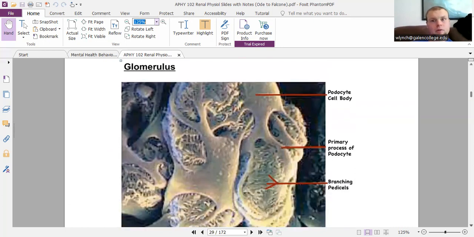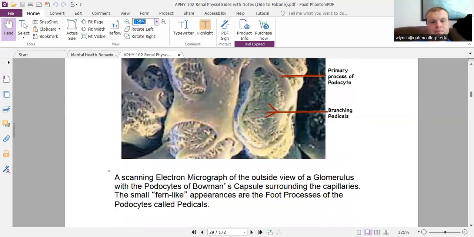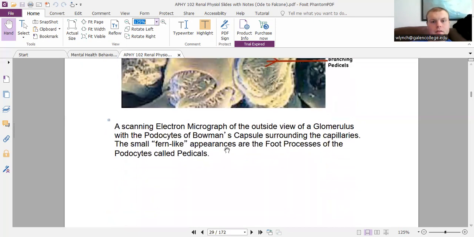All right, here's a micro view of a glomerular capillary. We have the podocyte here. We can see a primary foot process here. We have branching pedicles or foot processes here. So this is looking at an electron micrograph of the glomerulus. See the podocytes surrounding the capillaries. We have the small fern-like processes which appear there, and these are known as the pedicles.